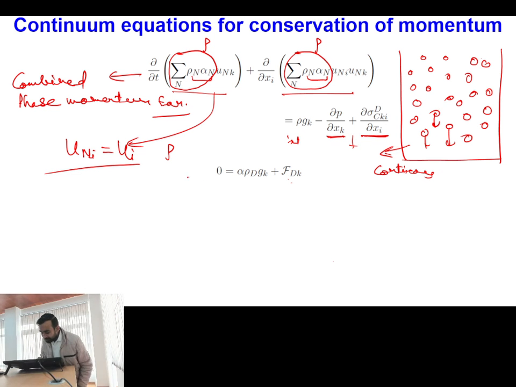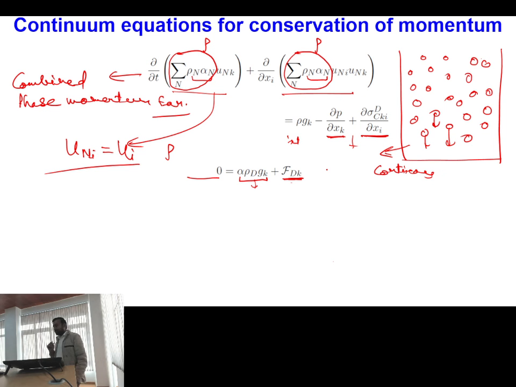So the left hand side of the individual phase momentum equation will become equal to 0. In the right hand side, I will only have two terms. One is because of the body force of the dispersed particle, and the second term will be because of the interaction force on the dispersed particle due to the continuous phase. Is this one clear?